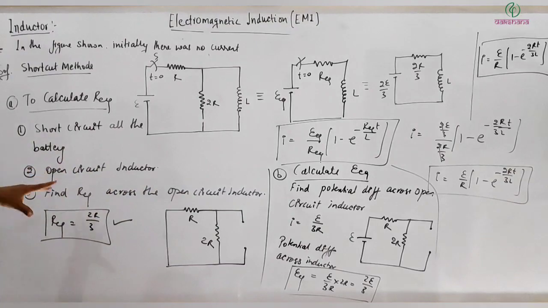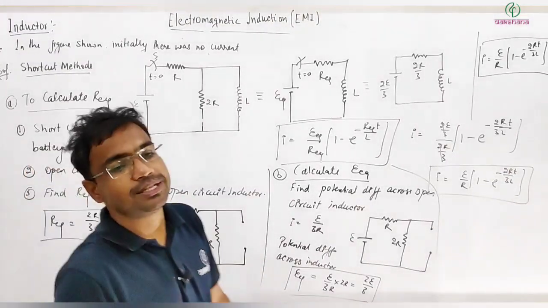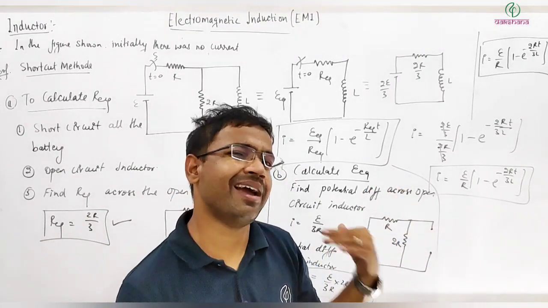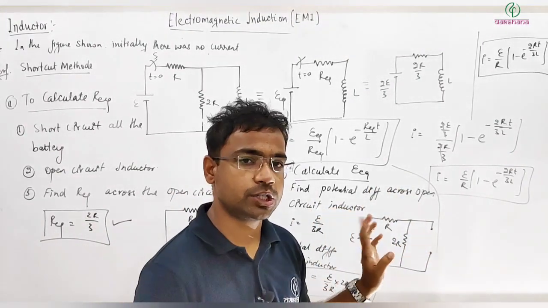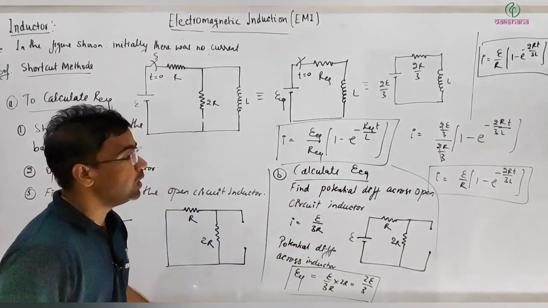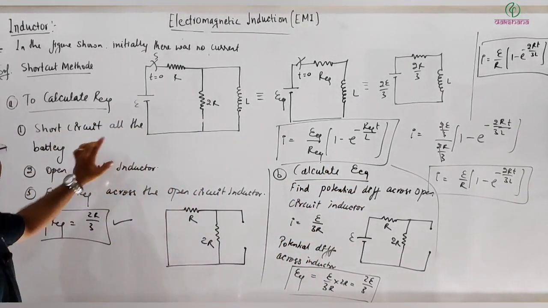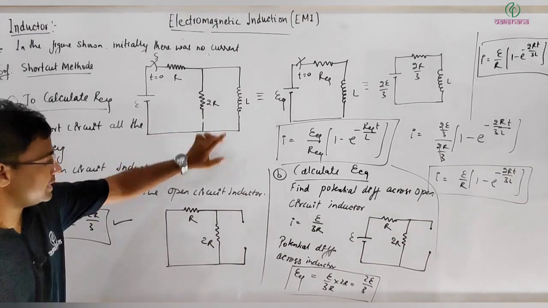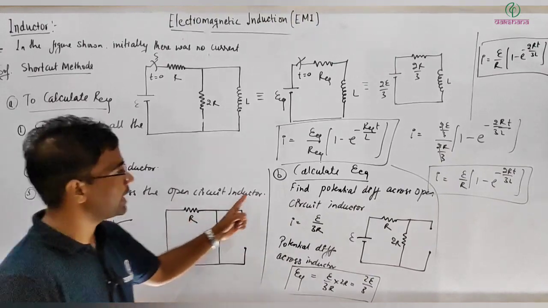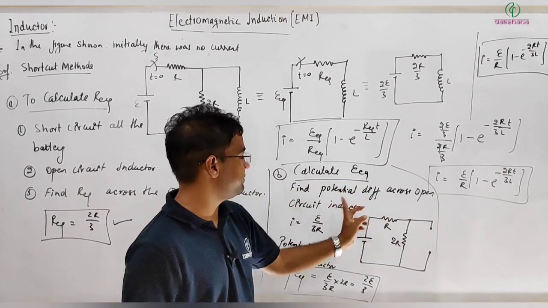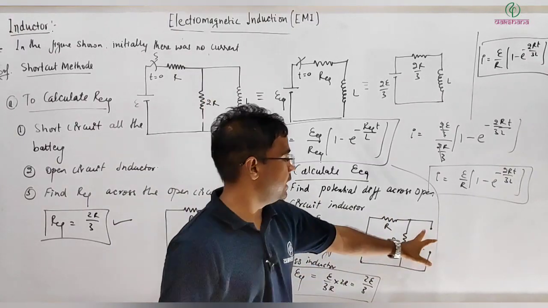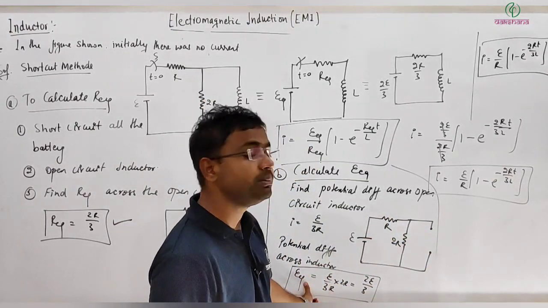Otherwise, if some inductor series parallel combinations are given and you are asked to find the net current through the battery, then maybe it will work, otherwise not. Series parallel combination of inductors we will see after some time. Alright, so short circuit all the batteries, open circuit the inductor, and find R equivalent of the circuit. We got this. Calculating E equivalent, find the potential difference across the open circuit inductor. Keep the circuit as it is and get the potential difference across the inductor. That will be your E equivalent.